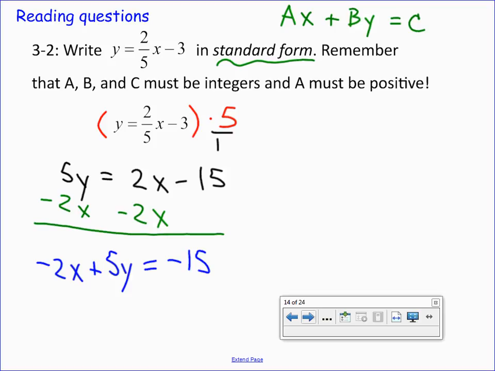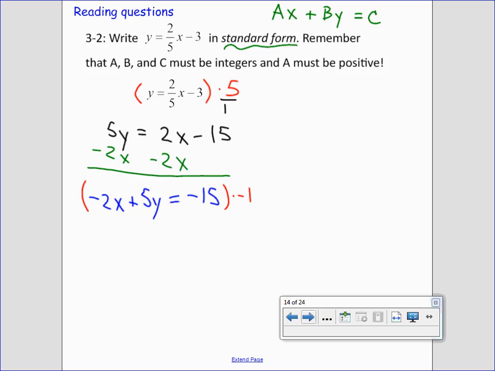So what could I do to both sides to make a positive here? What could I do to make a positive? Braden? You can multiply by -1. Good, thanks. So we're going to multiply everything by -1, and that will change everybody's sign. So my final answer then will be positive 2x minus 5y equals positive 15. And now we're in standard form.